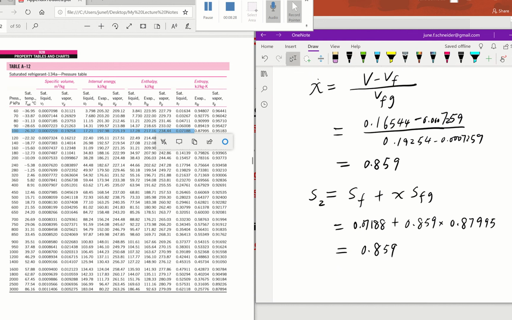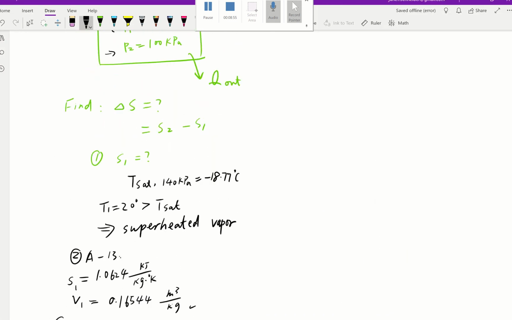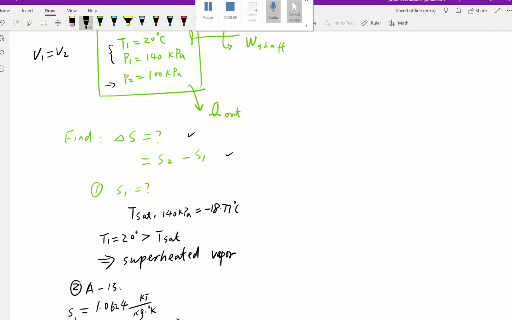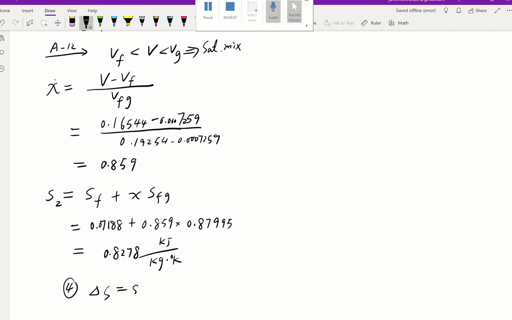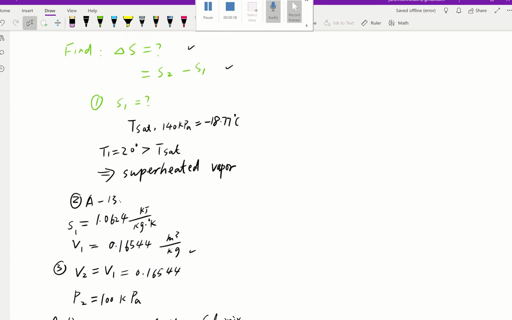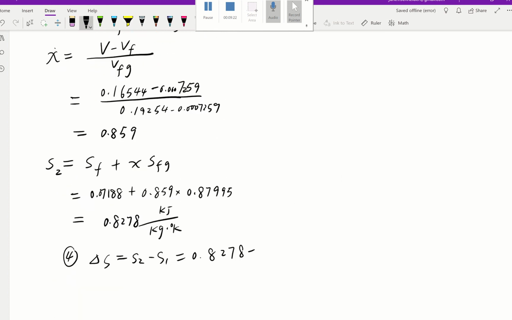All right, so that's our S, and the unit, oh, I'm sorry, that's not our S value. I got it wrong. Our S value is 0.8278, and the unit is kilojoule per kilogram per Kelvin. Knowing S2 and S1, we can find our delta S, going back to our original thought. That's our last step. Delta S is S2 minus S1, which is 0.8278 minus our S1, which is 1.0624.